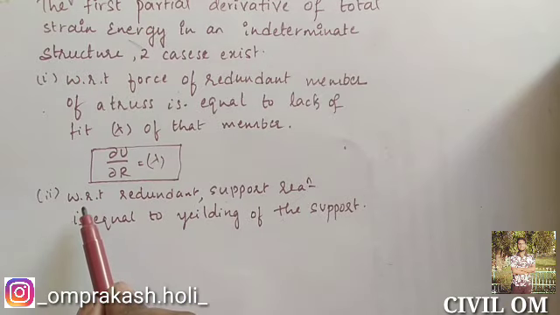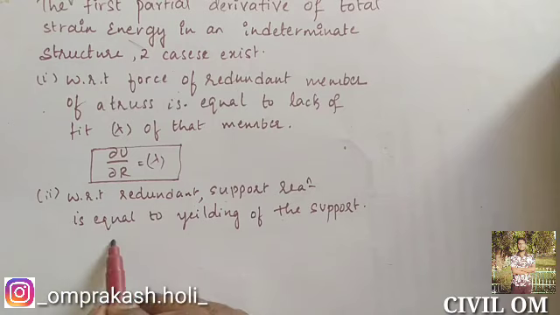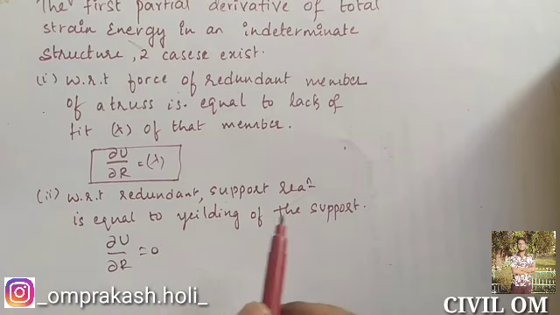So friends, with respect to the redundant support reaction, the first partial derivative of the strain energy, dou u upon dou r, is equal to 0. So that is, with respect to the support reaction, the yielding of the support becomes 0.